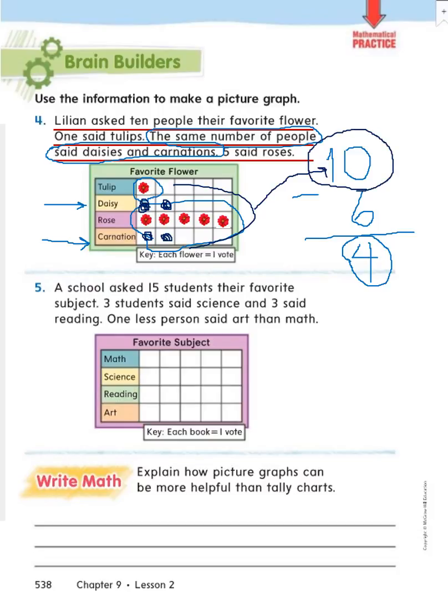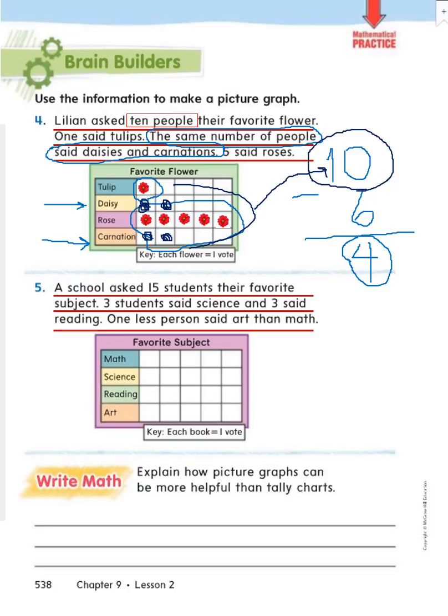Now, let's go down to number 5. A school asked 15 students their favorite subject. 3 students said science and 3 said reading. 1 less person said art than math. All right, let's see if you can figure this out as part of your homework. Okay, you just have to go slowly, step by step, and maybe somebody's at home who can help you.